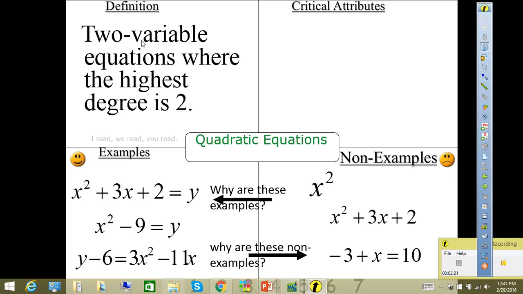All right, let's see. Two variable equations. Do we have two variable equations here? Yes, x and y, x and y, x and y. Highest degree 2. Yep. So, tell your neighbor why these three are not quadratic equations.